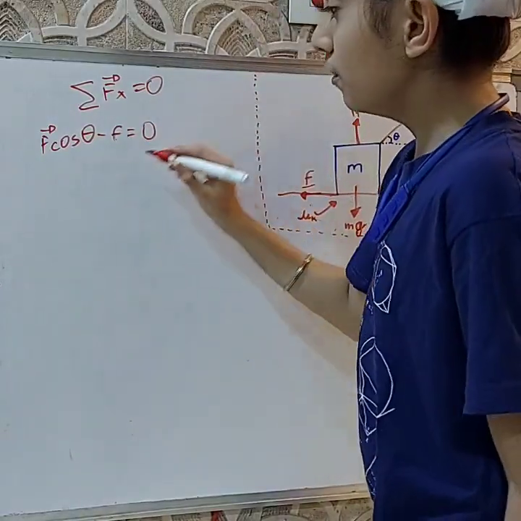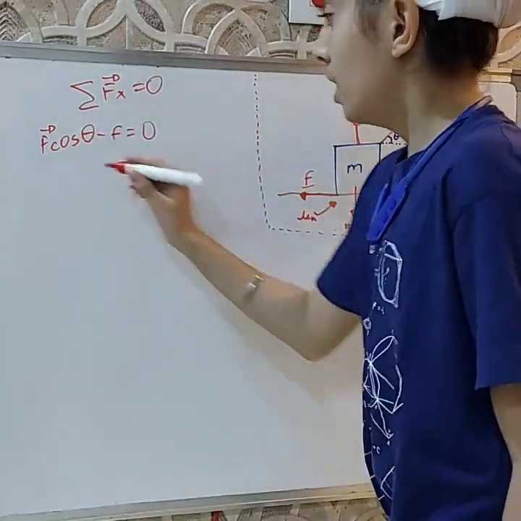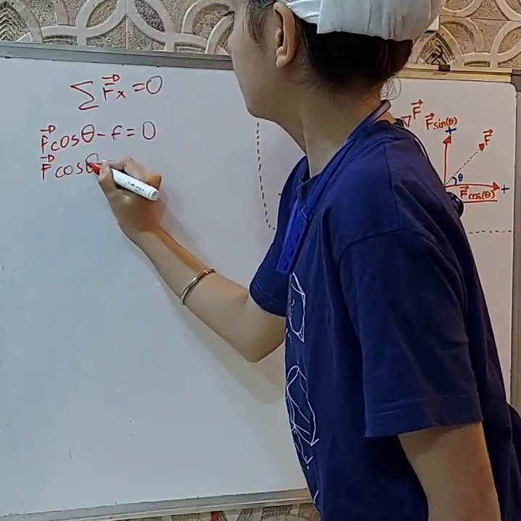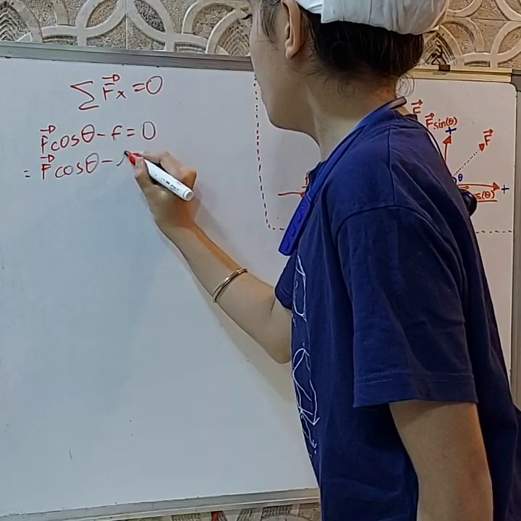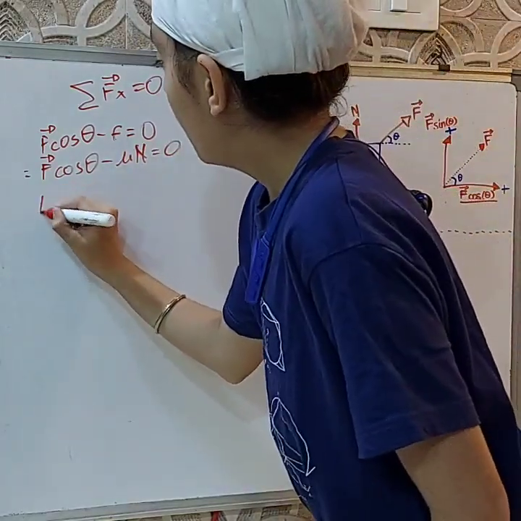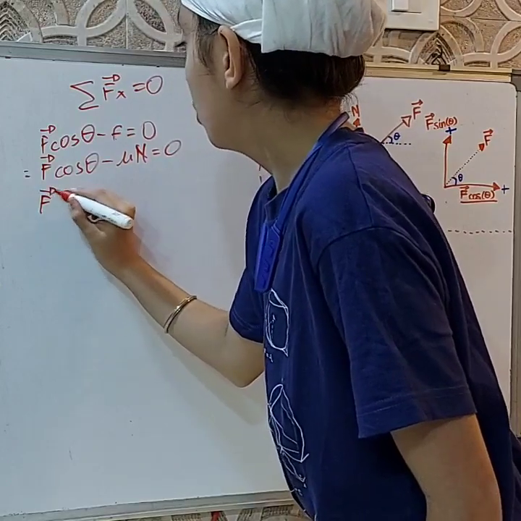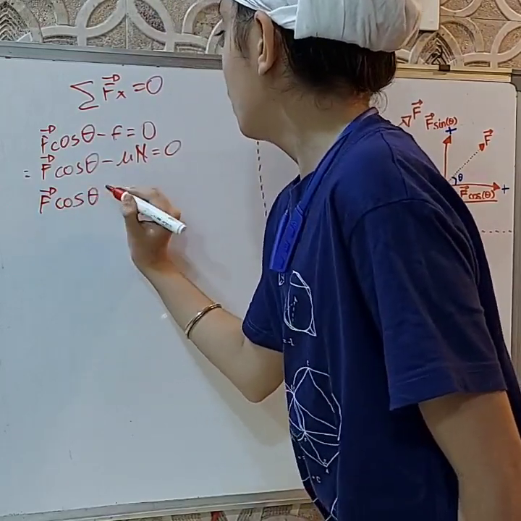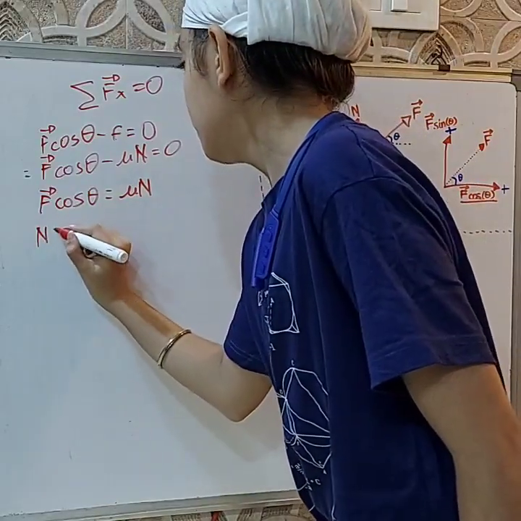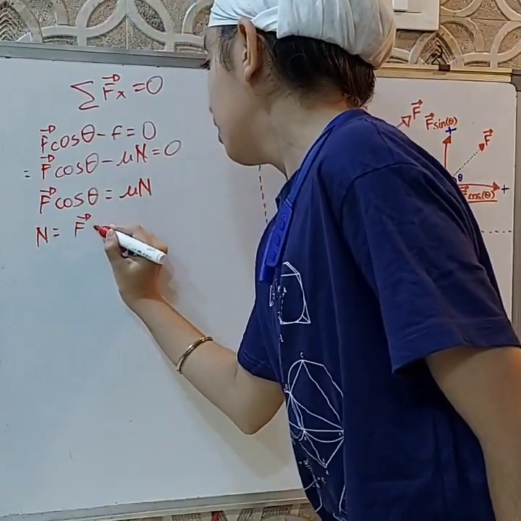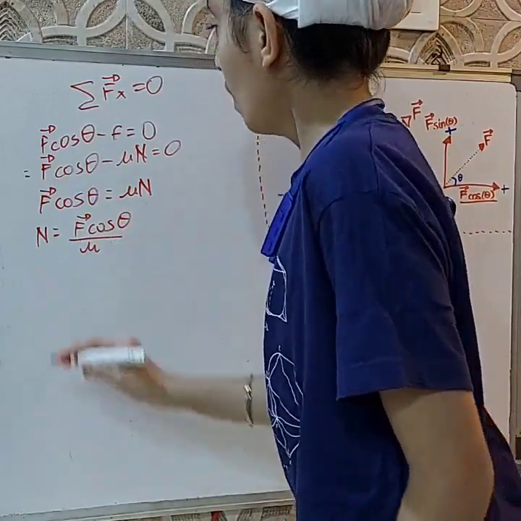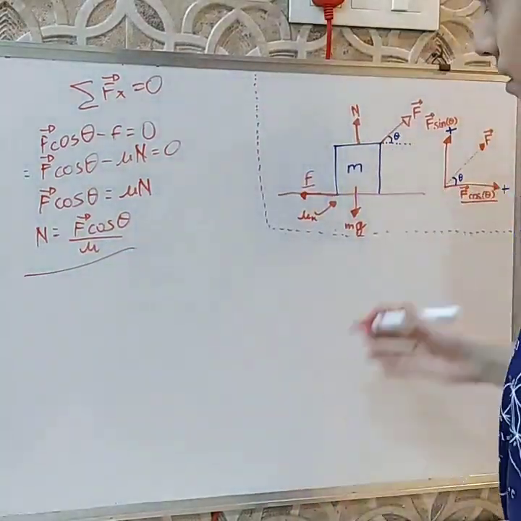Now we can also write the frictional force as mu n. Therefore, this equation becomes F cosine theta minus mu n is equal to 0. Therefore, F cosine theta is equal to mu n, or n is equal to F cosine theta divided by mu. So now we can do the same for y direction.